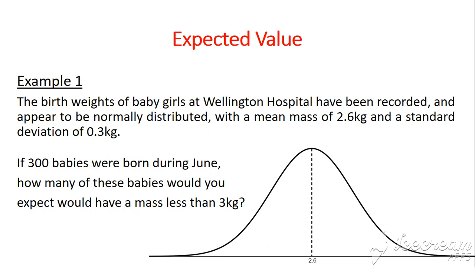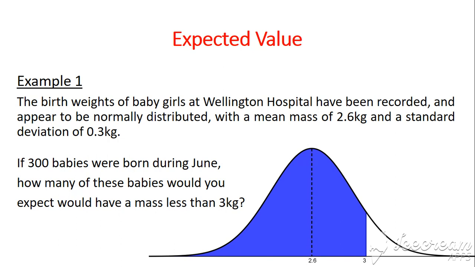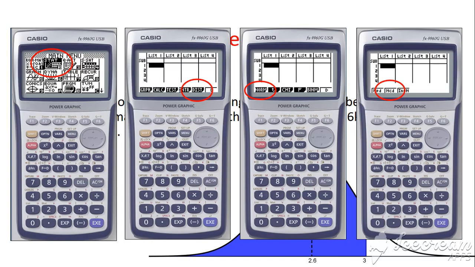So here's example 1. Do you remember about the babies being born at Wellington? They have a mean mass of 2.6, standard deviation of 0.3. So here's my question. If 300 babies were born during June, how many of these babies would you expect to have a mass less than 3 kilograms? So let's very quickly race through the working, and again go back and look at videos if you're rusty on this. Here's 3 kilograms. Let's go to the calculator.